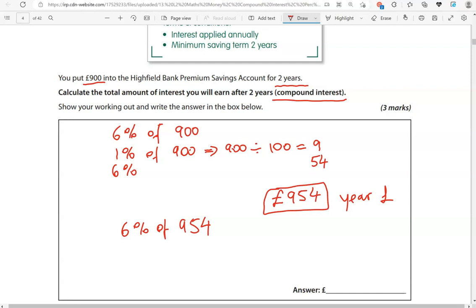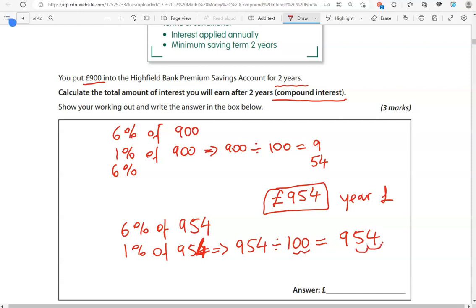You invested. So again, 1% of this can be worked out by going 954 divided by 100. So I'll rewrite 954 here. There is no decimal point at the moment because it's a whole number, but you can imagine it being right at the end. So now we'll move 2 places to the left. So 1, 2.